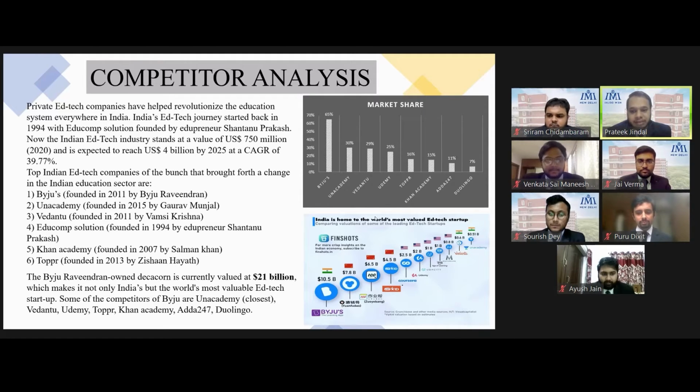Some of the competitors of Byju's are Unacademy, Vedantu, Udemy, Topper, Khan Academy, Adda 247, and Duolingo.